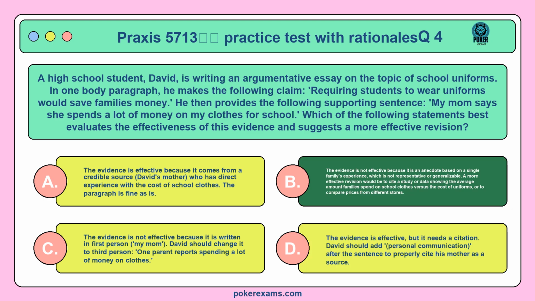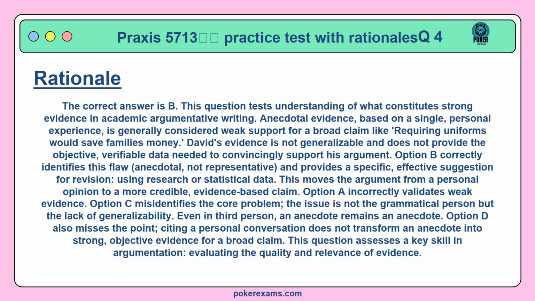The correct answer is B. This question tests understanding of what constitutes strong evidence in academic argumentative writing. Anecdotal evidence, based on a single, personal experience, is generally considered weak support for a broad claim like requiring uniforms would save families money.